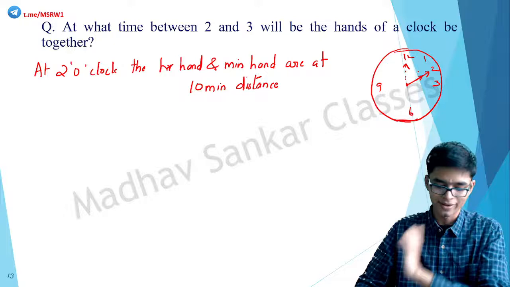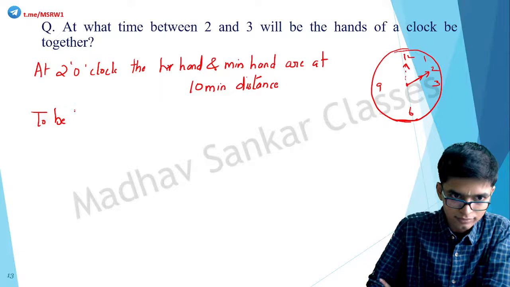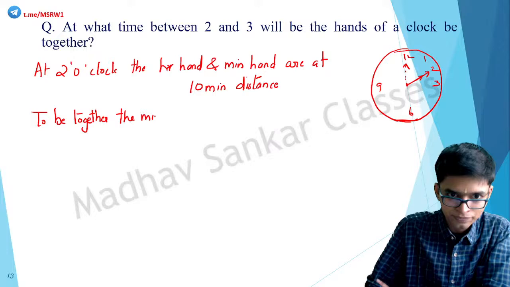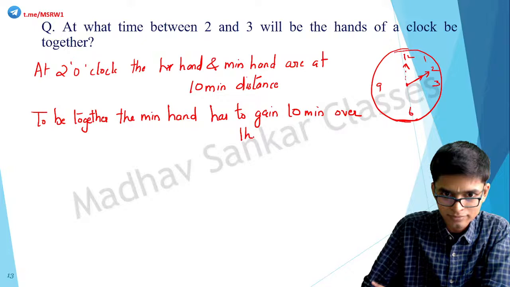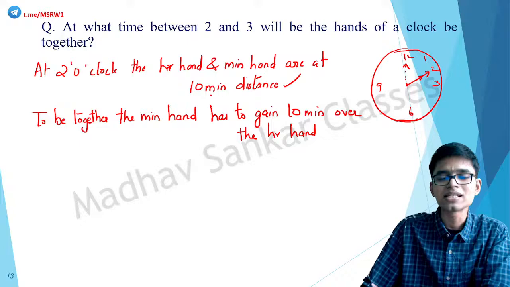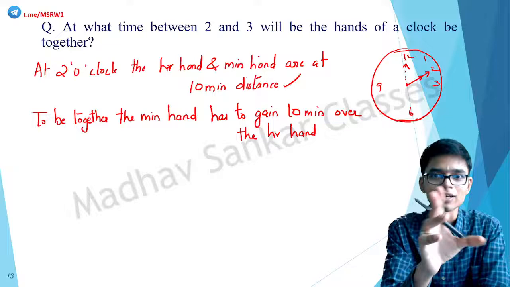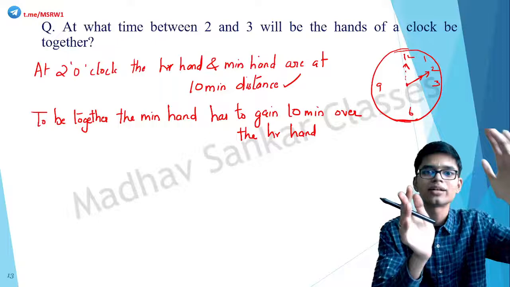Correct? Now, to be together, the minute hand has to gain 10 minutes over the hour hand. Correct? This is the angular distance. So basically the minute hand has to gain 10 minutes over the hour hand. The hour hand is also slightly moving. Even considering that, the minute hand still has to go 10 minutes over the hour hand.